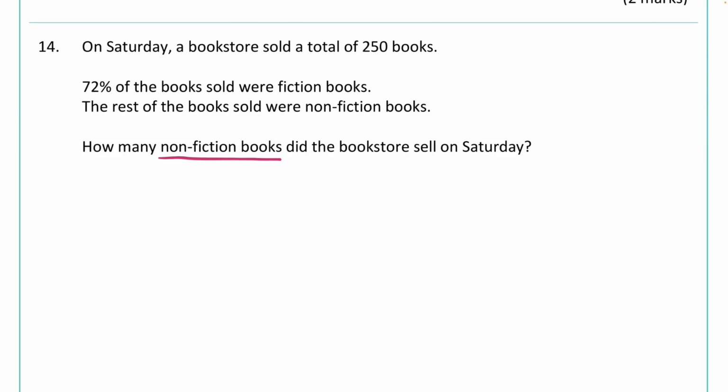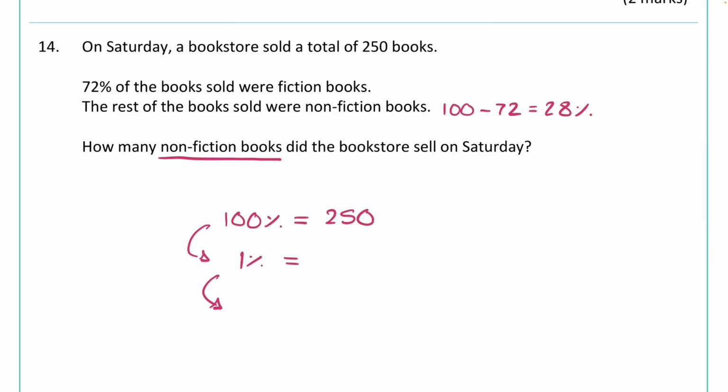Completely up to you. It's the same amount of work either way, but we can do 100 take away 72, which leaves us with 28%, and then just work out 28%. Now, there are a couple of ways to work out 28%. Probably the easiest way is we could just do it using the concept of 100% being 250, and then just go down to 1%, and then turn that into 28%. And that is dividing by 100, and then timesing by 28. You can also use a decimal here. You could multiply by 0.28. It just depends which way you prefer working out percentages.